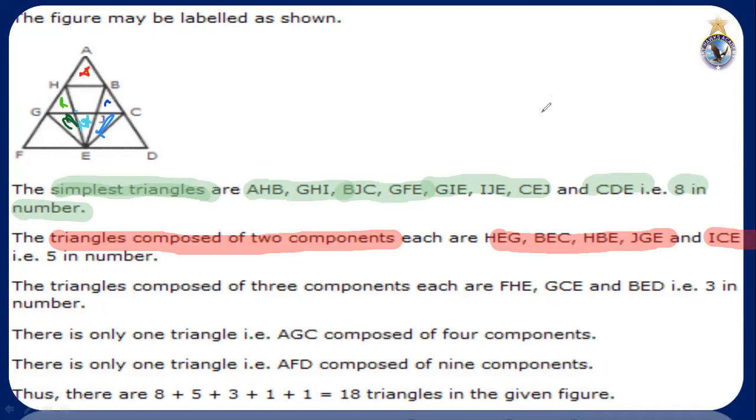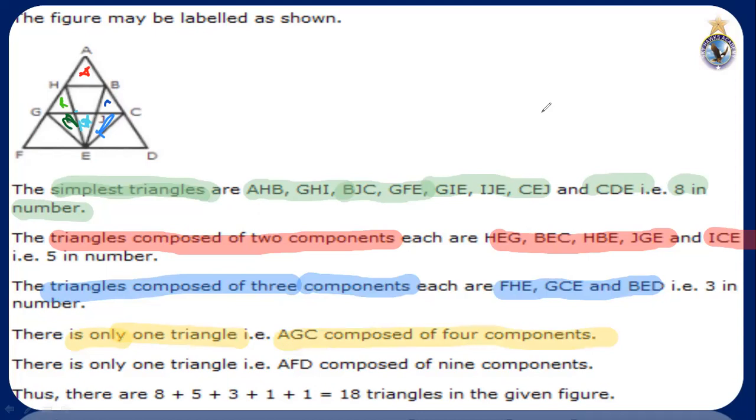Then a triangle composed of 2 components, that is consisting of 2 triangles joined to make 1 triangle. Here we have 5 triangles. So 8 and 5. Then composed of 3 triangles, making 1 triangle, so these are only 3. There is only 1 triangle AGC composed of 4 triangles. There is only 1 triangle, the biggest, composed of 9 components, that is the outer triangle.